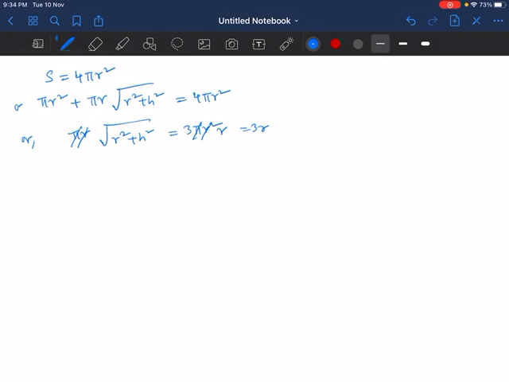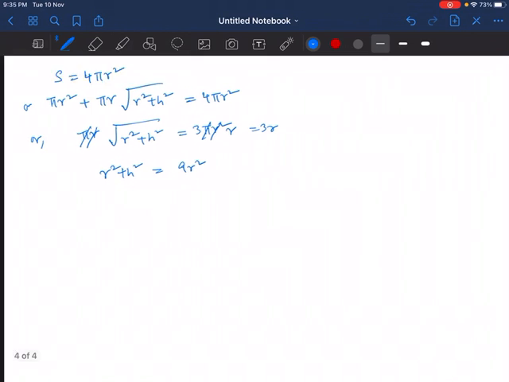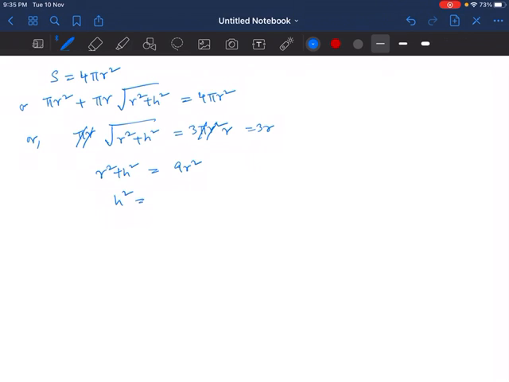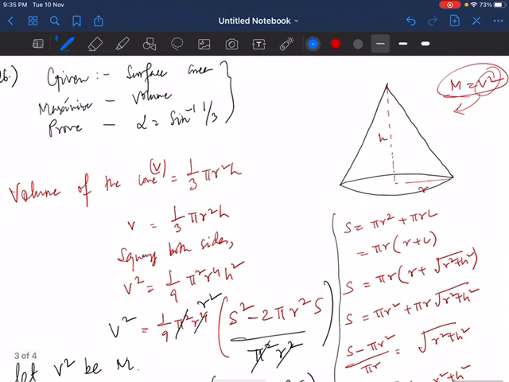Now squaring both sides, we have r square plus h square is equal to 9 r square. This is what we have. Now r square goes that side, so h square gives us 8 r square, right? Therefore h is equal to 2 root 2 r. This is what we have, but we don't need to find this thing.